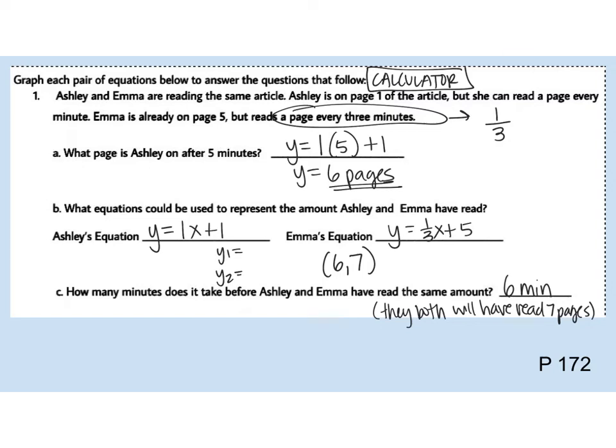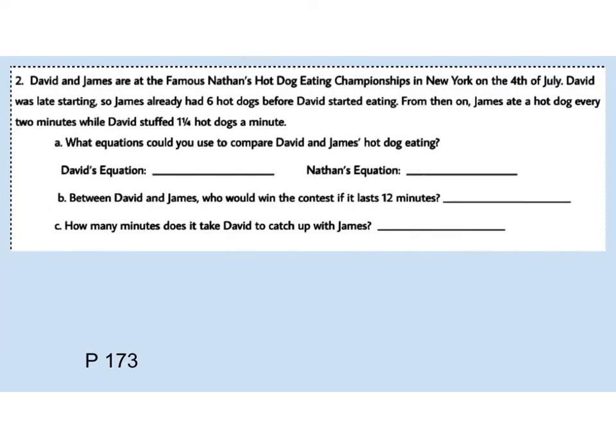So, yeah. David and James are at the famous Nathan's Hot Dog Eating Championship on Coney Island in New York on the 4th of July. David was late starting, so James already had 6 hot dogs before David even started eating. So this is important. So James starts at 6 and David starts at 0.